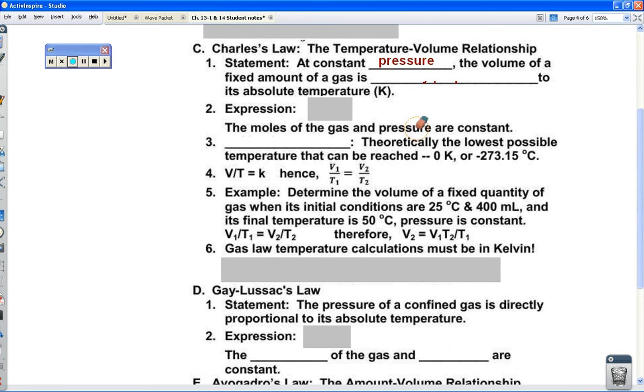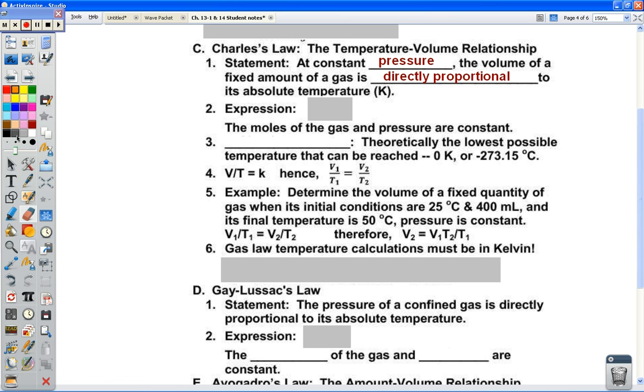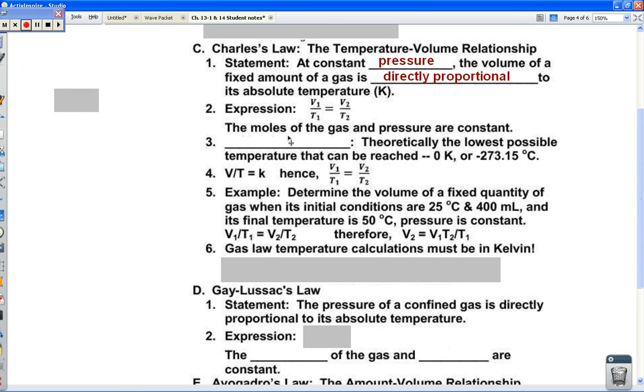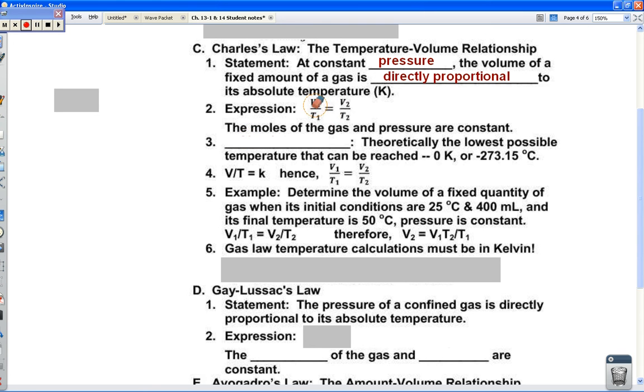At constant pressure, the volume of a fixed amount of gas is directly proportional to its absolute temperature. Our expression for this is, oh, I need to move that. You guys already have that written there. The expression for that is V1 over T1 equals V2 over T2, or V1 over T1 remains constant. So V1 and T1 are in the expression. That means that the moles of the gas and the pressure are held constant. They're not involved here.